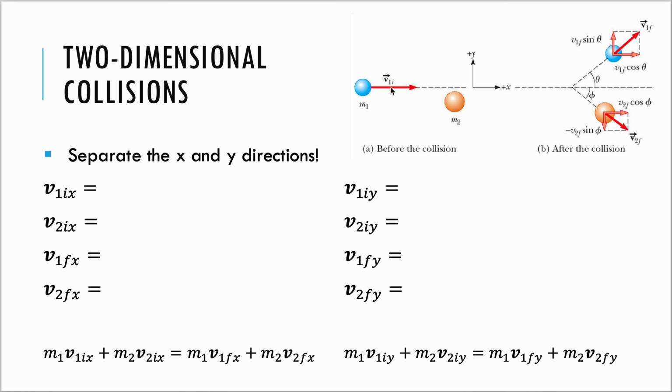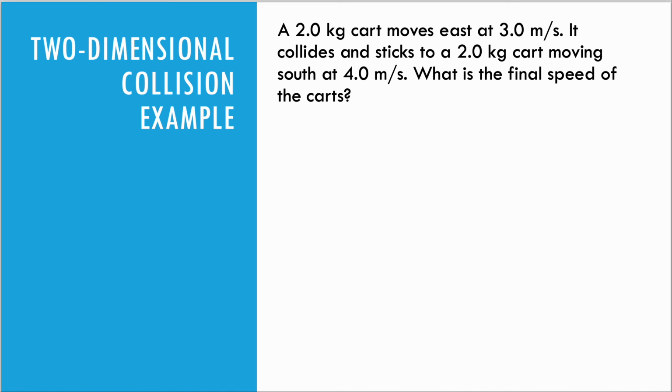but it would not have a velocity in the y direction, so that would be 0. And then for the final velocities, you can see that we have some angles. So when you're trying to find the components of the velocities, make sure to use the relevant trig functions. Let's look at an example.